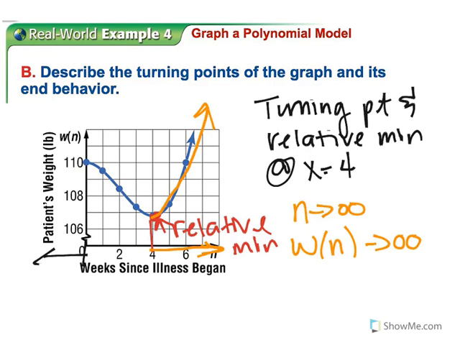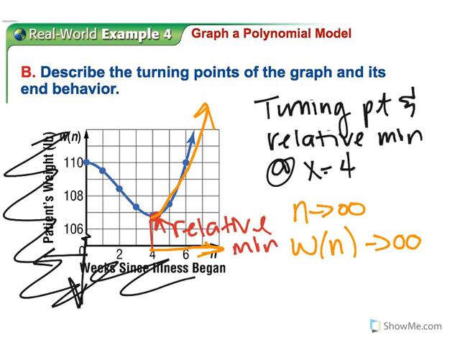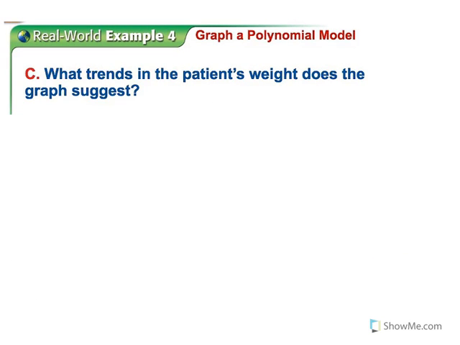Now, let's think about this. Can we have negative time? That would be no. Can we have negative weight? No. That's why we don't worry about anything else but the first quadrant, and that's why we're only going to n is infinity rather than going to negative infinity like we do on all the other graphs.